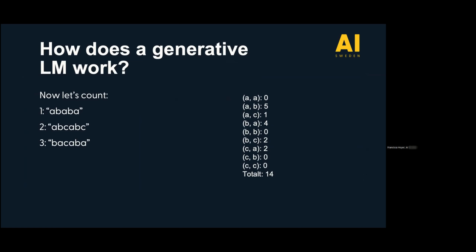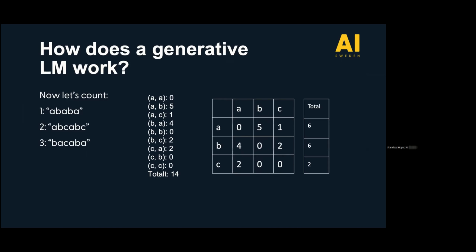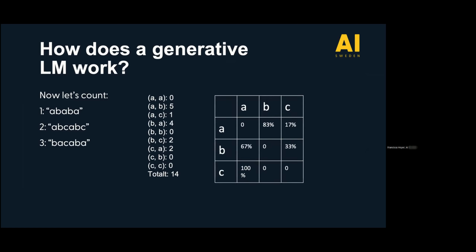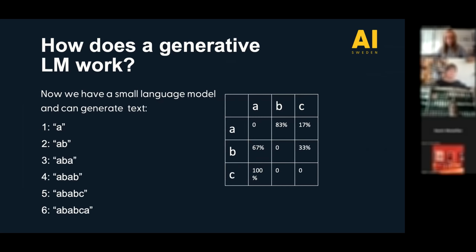So in this case, you see, okay, an A never follows an A, but an A is 5 times followed by a B, a C follows an A 1 time, and so on. We can then transfer this counting to a matrix, and then in the next step, transfer it into statistics or chances. And basically, it's of course much more complicated, but this is the basis of what a generative language model does. Because now we can start generating text based on this statistical distribution of letters.